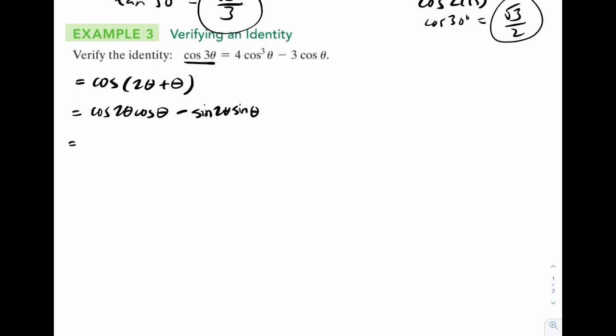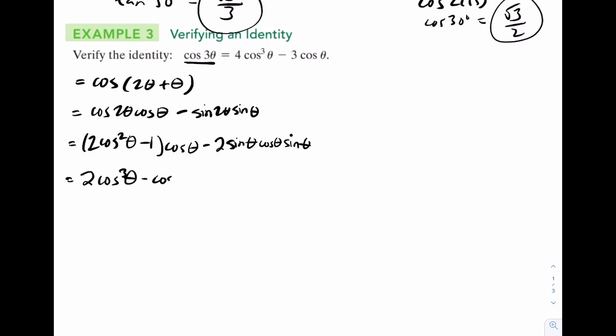Now apply the formulas again. So notice how everything's in cosine. So I'm going to change cosine 2 theta to the cosine version, which is 2 cosine squared theta minus 1, cosine theta. Sine 2 theta is, sorry, let me erase that, 2 sine theta cosine theta, and there's one more sine theta. Now let's distribute this. So we have 2 cosine cube theta. That's a good sign. There's a cosine cube there. Minus cosine theta. And then minus, let's combine that, 2 sine squared cosine. Now, we're getting pretty close.